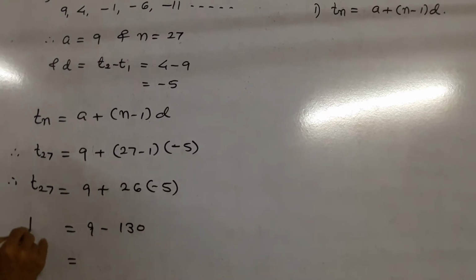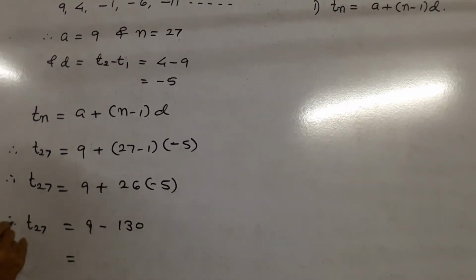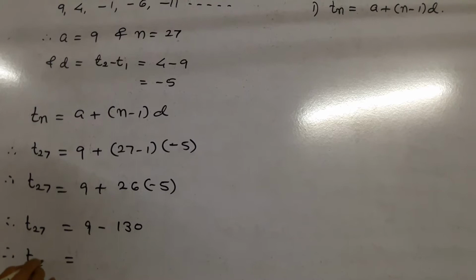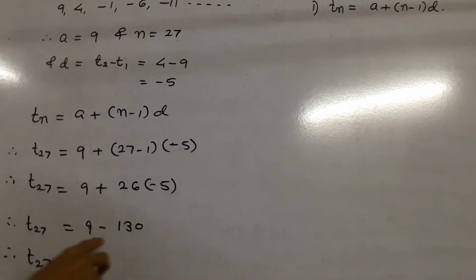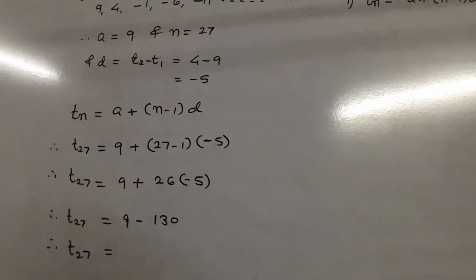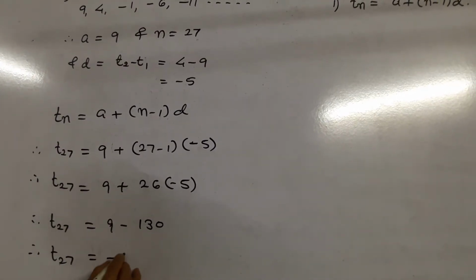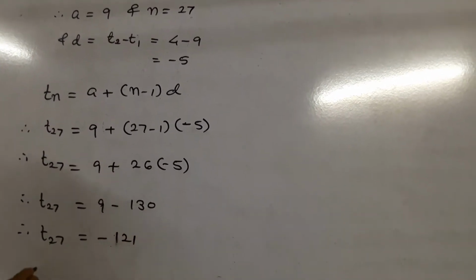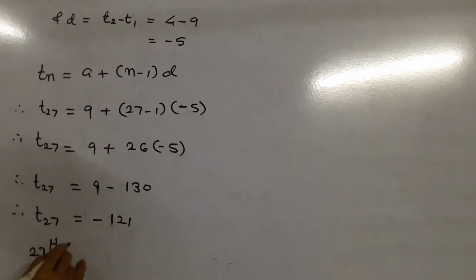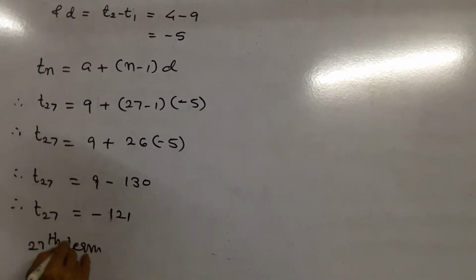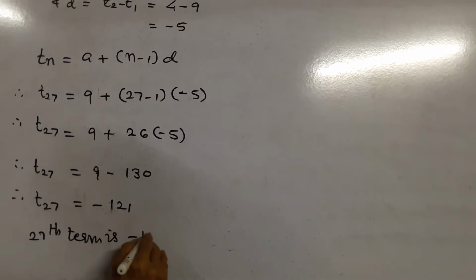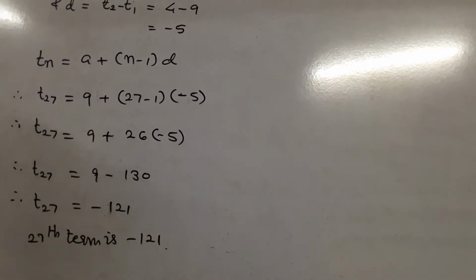And that is equal to, therefore, t27 is equal to minus 130 and plus 9, and that's why minus 121 will be the answer. And therefore the 27th term is minus 121. Please copy.